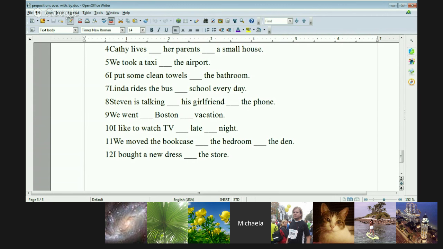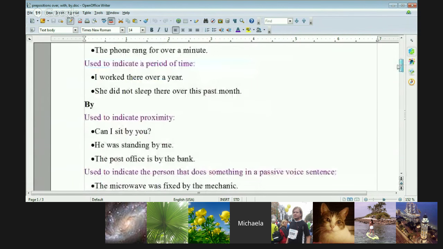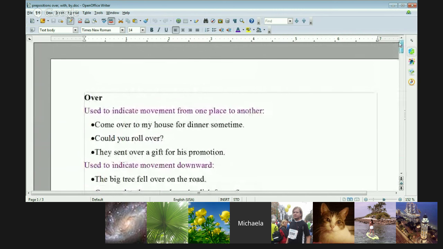And number 12, I think we're on Mateos. I bought a new dress in the store. Okay, yeah. In the store or at the store. Both are good. Okay, questions about general prepositions? No. Let's get one more sentence in then. I'd like you guys to write a sentence that contains all three of the prepositions that we talked about today, over, with, and by. So one sentence, all three of those prepositions, and put it in the chat box when you're ready.